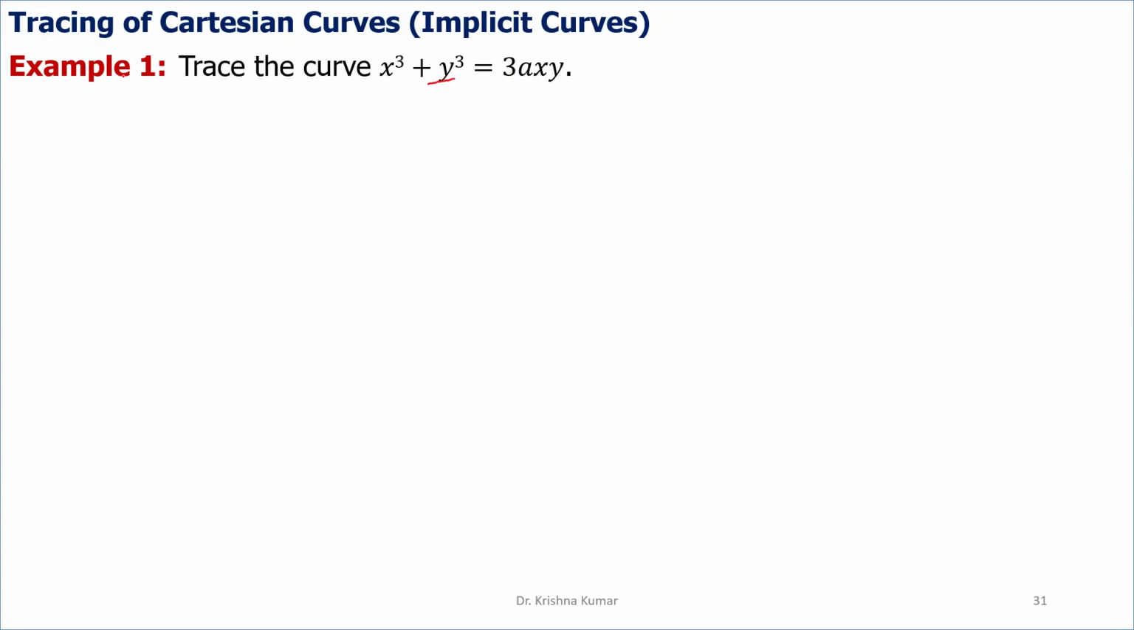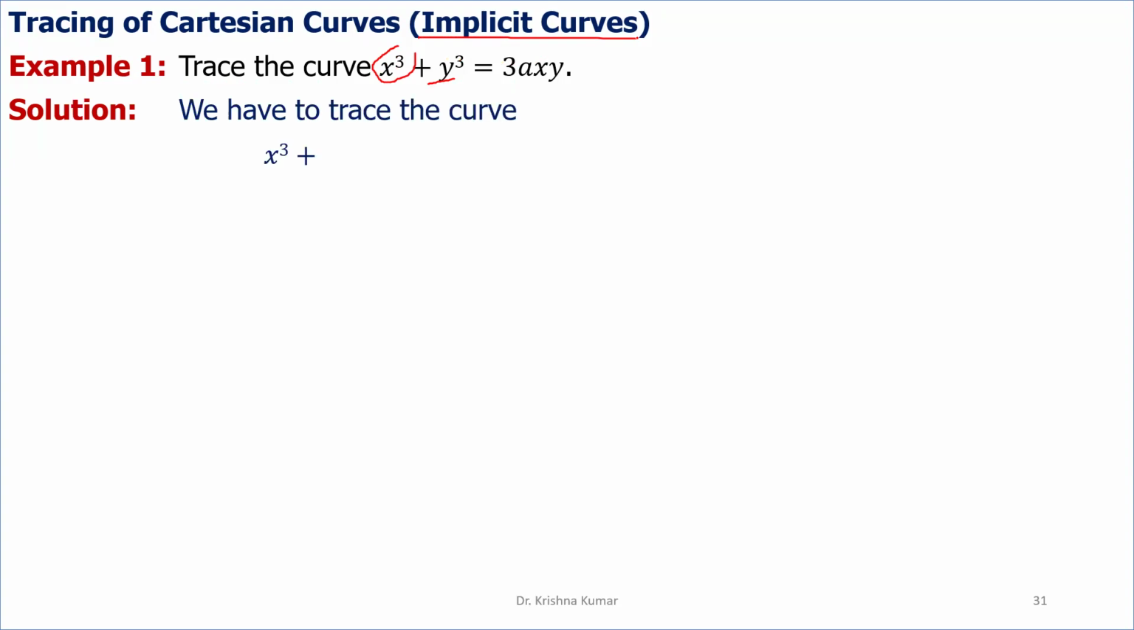But now if we see this example, trace the curve x cube plus y cube is equal to 3axy. Here we are not able to write down x or y in terms of the other variable. So such type of equation is called an implicit curve, where x and y cannot be separated. We have to trace the curve x cube plus y cube equal to 3axy. Let us give it equation number 1.